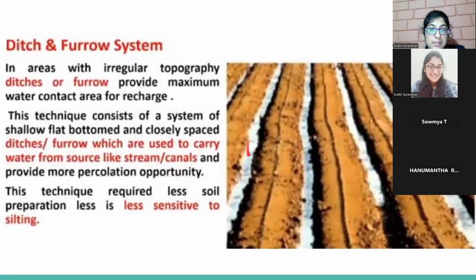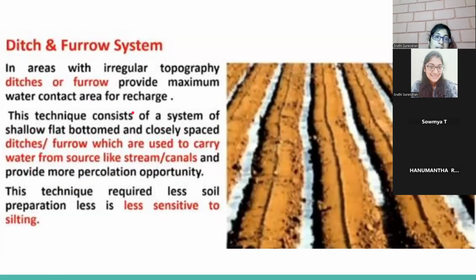The ditch and furrow system is something like this. There will be one ditch, then a furrow will be constructed. This is so that the water flow can be restricted. Closely spaced ditches and furrows carry water from sources like streams and canals, and since the flow rate is reduced, the water remains in these ditches and furrows for longer, making it possible for it to seep into the soil and recharge groundwater.